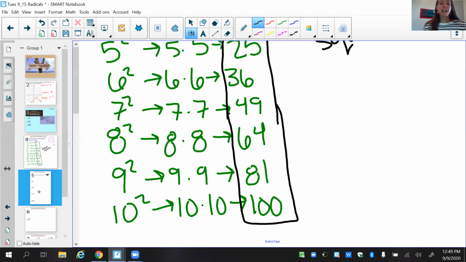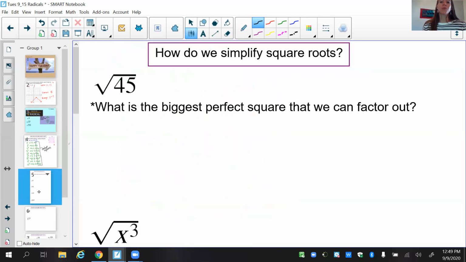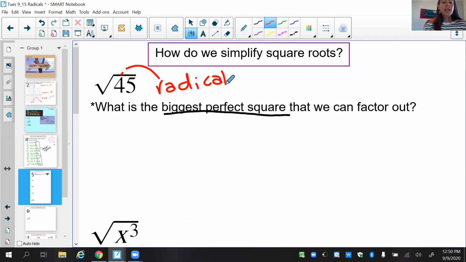Okay, all right, so how do we simplify square roots using this? Well, we want to find the biggest perfect square that we can factor out. So what does that mean? Let's look at this 45, right? Now, I'm going to keep the radical. That's what this symbol is called. It's called a radical. I'm going to look at 45 and say, okay, inside the radical, 45 can be written in a number of ways.